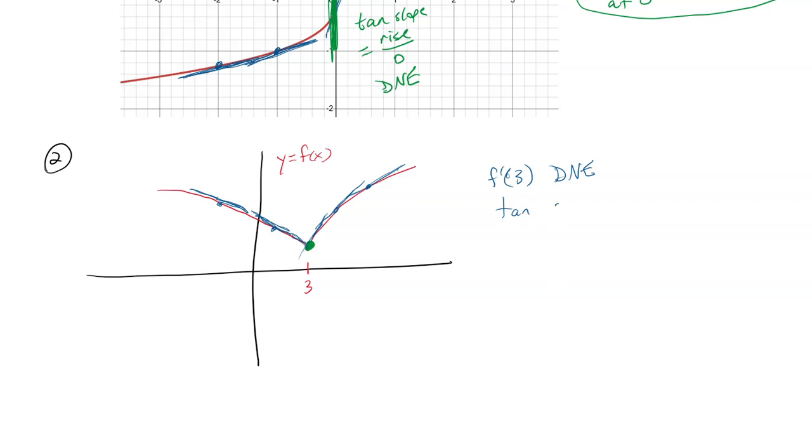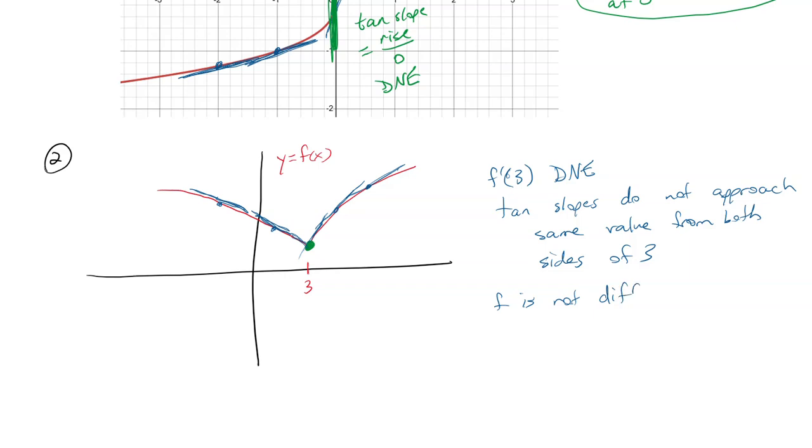Let's say that the tangent slopes do not approach the same value from both sides of 3. So f is not differentiable at 3. Now, I called this a sharp corner, but it actually has a name.